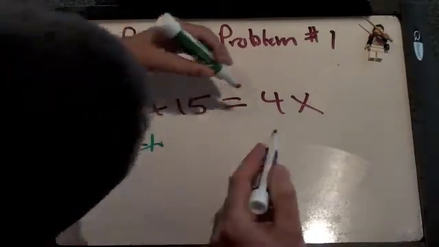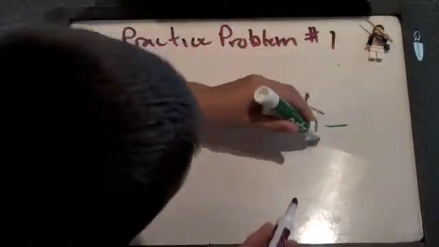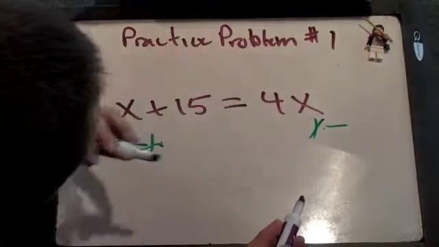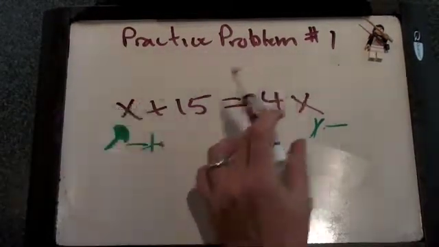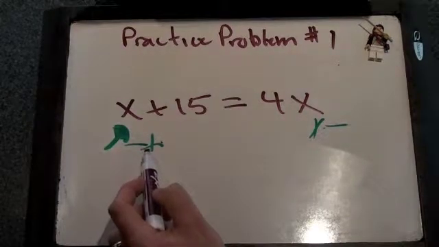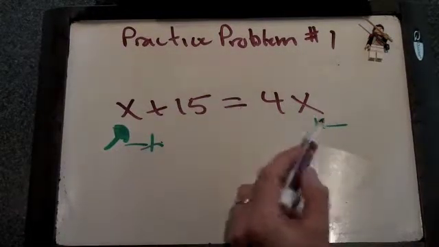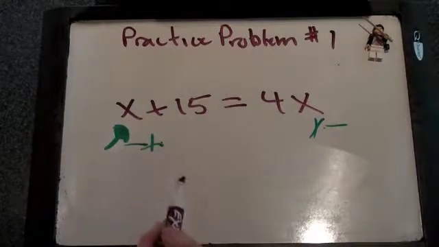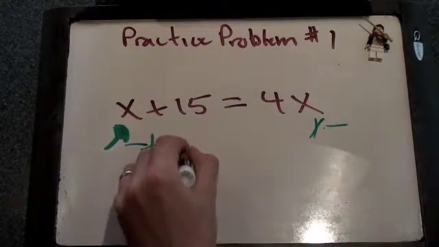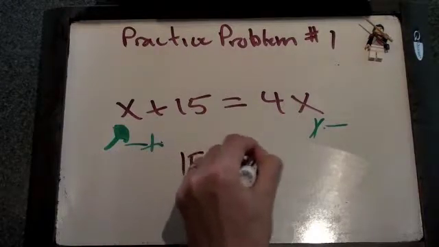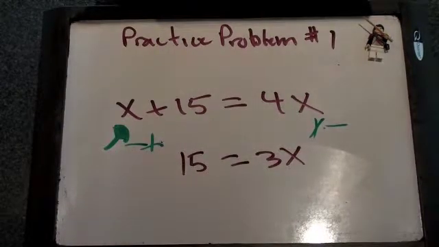If you do something to one side of an equation, you have to do it to the other side, because they're equal. If this side is equal to this side, and you do one thing to this side, like minus x, to keep it equal, you have to do it to the other side. So what's x minus x? 0. 0 plus 15 equals 3x. So 15 equals 3x, which means x equals 5.